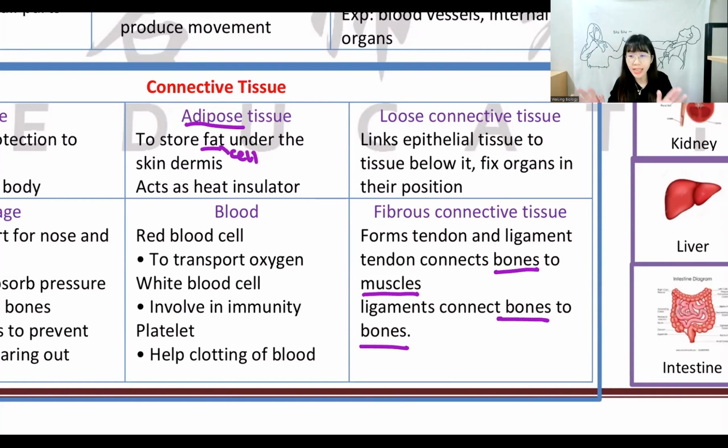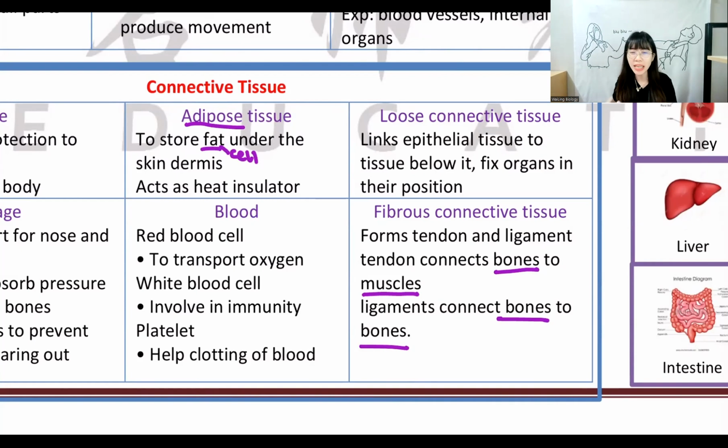We have a lot of tendon in our body because we have a lot of muscle. All muscle has to join with the tendon. Your knee also has tendon. Your ankle also has tendon. We will learn more about tendon when we learn about the human body next time.